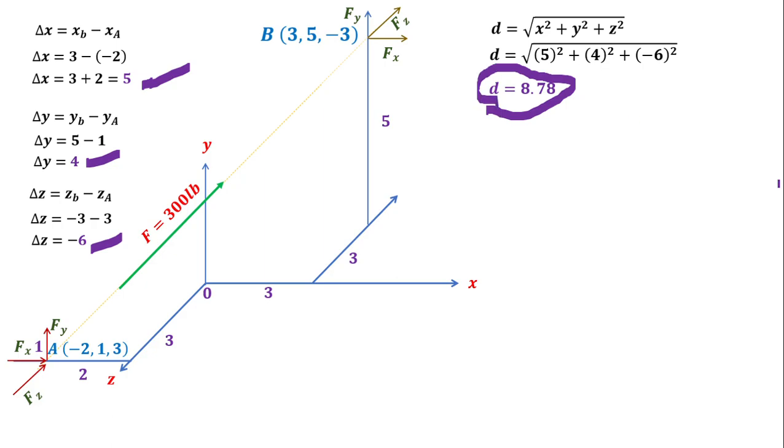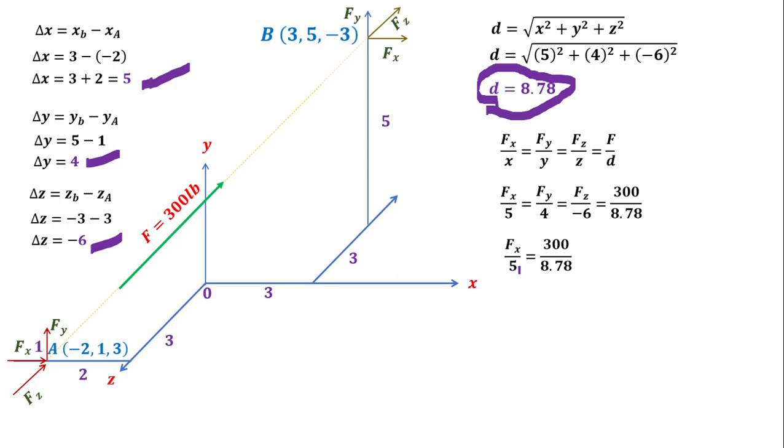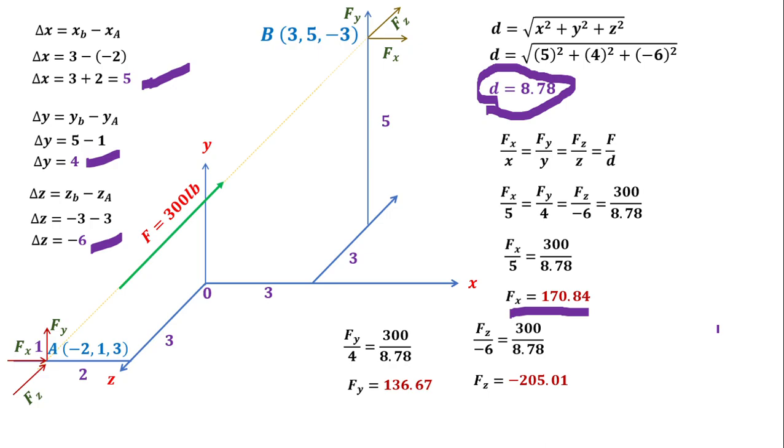Okay, next, we have Fx over x equal to Fy over y equal to Fz over z equal to F over d. So we have to get the values of Fx, Fy, and Fz. You cannot solve it this way. It should be Fx over 5 equal to 300 over 8.78, which gives Fx equal to 170.84. Solving for Fy, you will get 136.67, and then Fz is negative 205.01. So we got Fx, Fy, and Fz from the force multiplier.